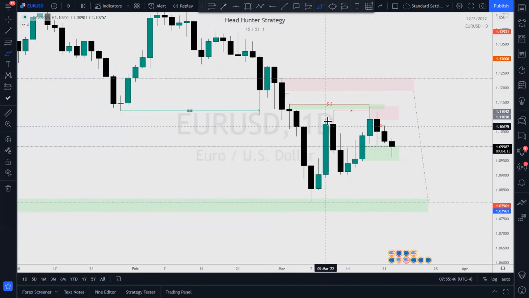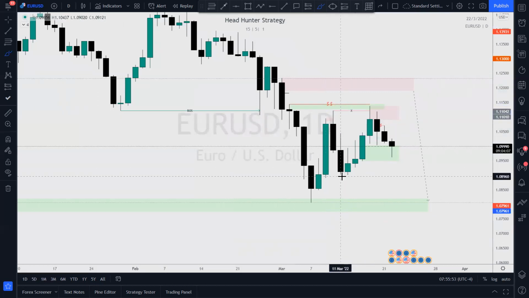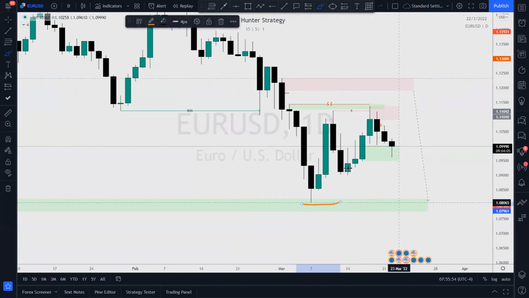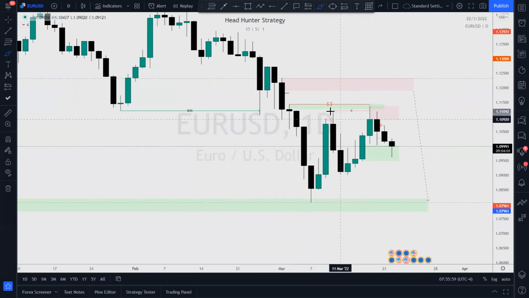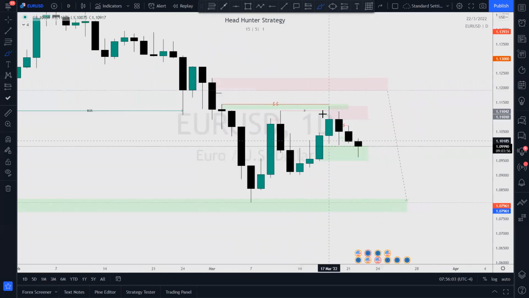All right. Now, what about this high? All right. Failed to make a new low. So what does it become? Liquidity. All right. And we see price came back and took that liquidity out. Got it? Took it out, and here we are.